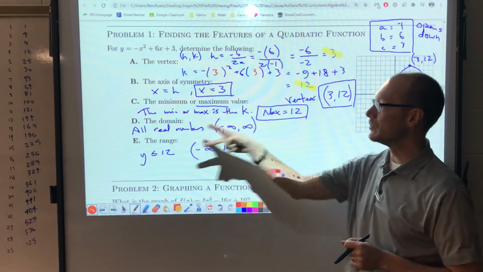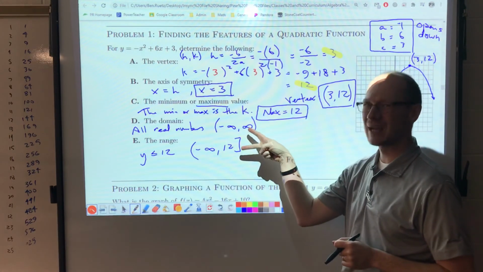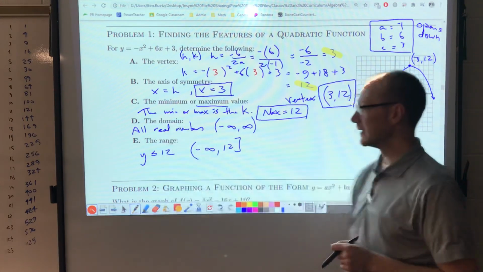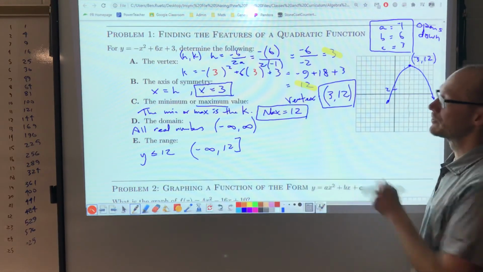If you try these and get these wrong, I'm probably not going to worry about marking it wrong. I want you to try, but understanding it is the key. So that is that for that.